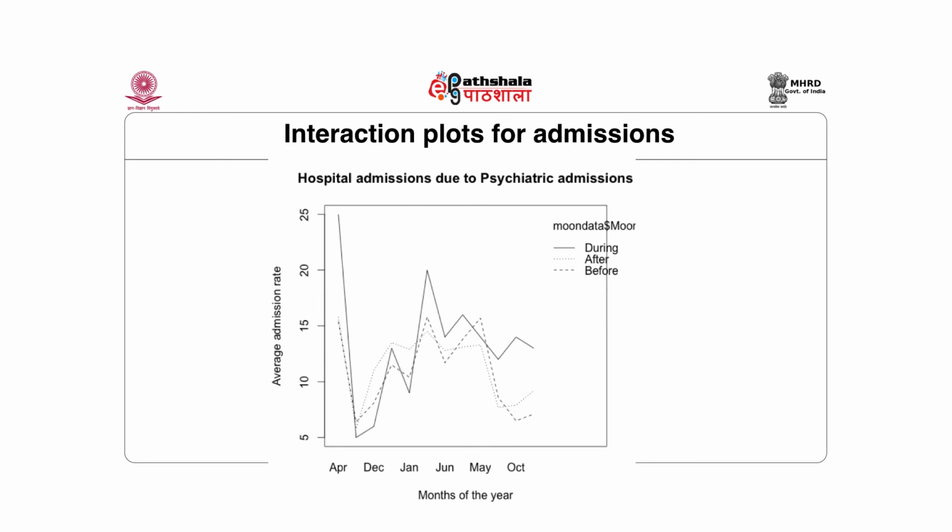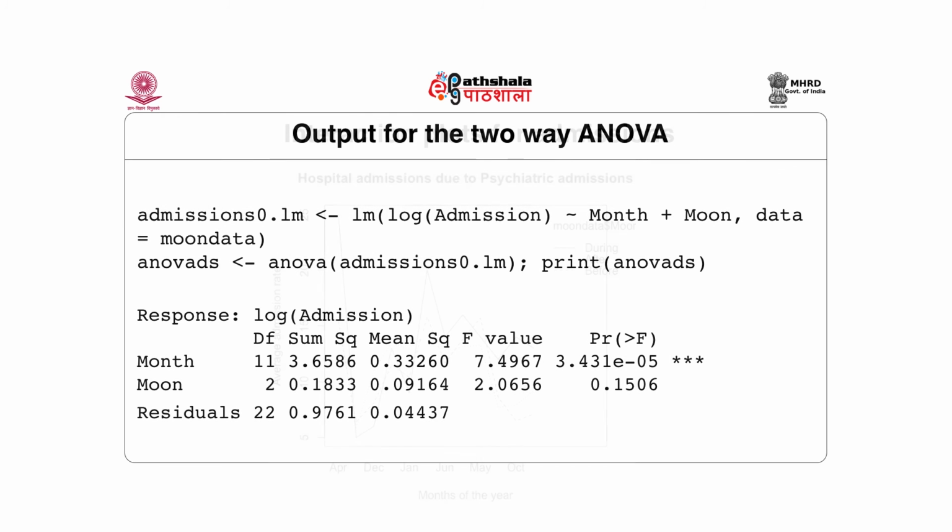These conceptualizations, that is, the effect of the full moon status and the effect of the month status on hospital admissions, can be investigated using the two-way ANOVA. So we put the two-way ANOVA into the picture, and you can see that the admissions can be modeled using a log of the admissions on the moon and the month.